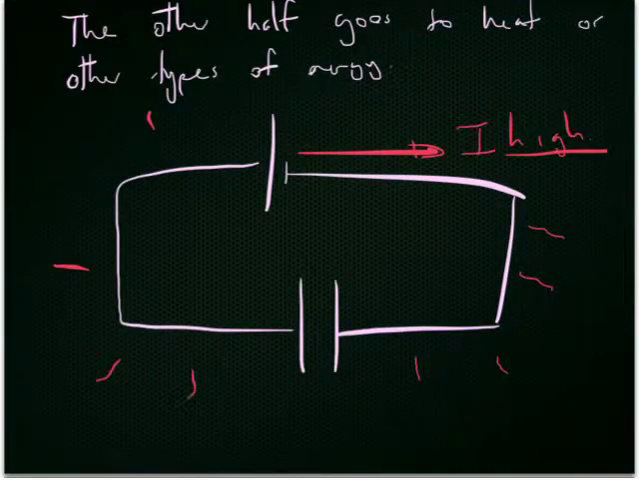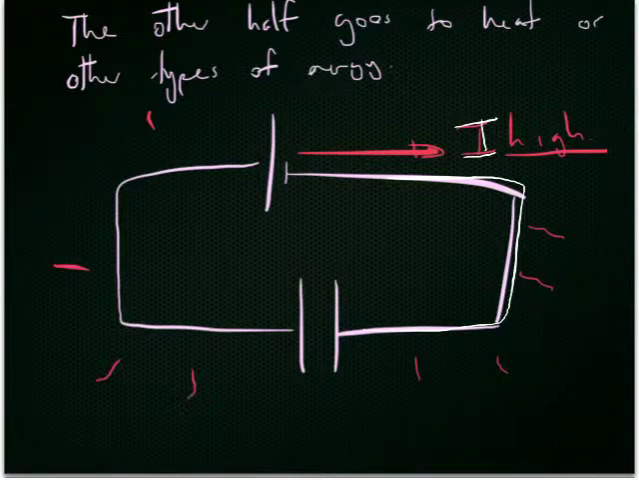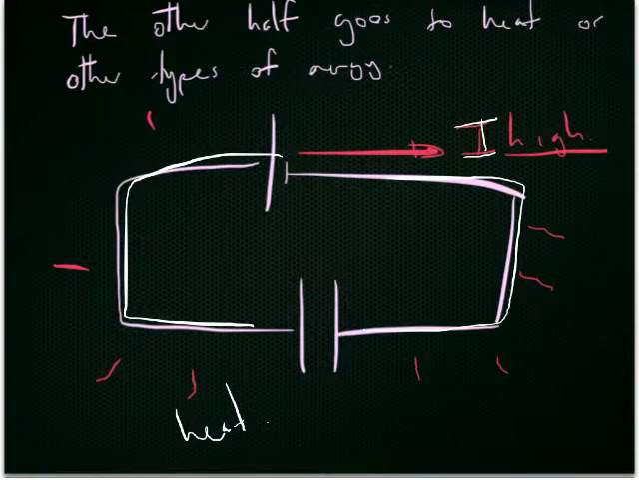So remember, there's no resistance here around the circuit. So it's actually going to be quite a high current at the start. So as it goes around, there's actually going to be quite a lot of heat output as it charges the capacitor. So half is lost in the wires, half is stored in the capacitor.